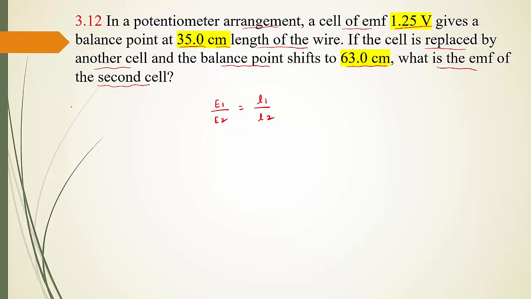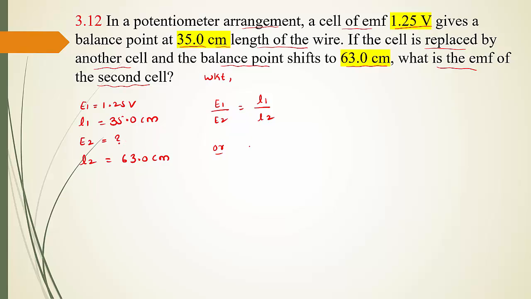See here, first we can write down the givens. In a potentiometer arrangement, the first cell is having EMF 1.25 volt. Let us take it as E1 is 1.25 volt. It gives a balancing point. Let us take it as balancing length L1 is given 35.0 centimeter. If that cell is replaced by another cell, we can take it as E2, and we don't know the value of E2. But we got balancing length L2 equal to 63.0 centimeter. What is the EMF of the second cell? Means we have to calculate E2.